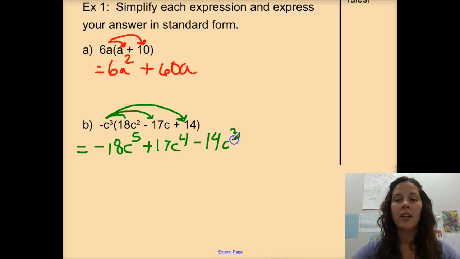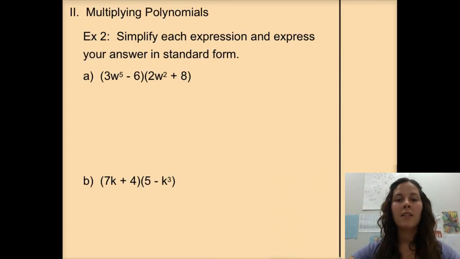Again, double checking our answer that it's in standard form. We have the highest power first, and it goes down from there. Next, we're going to look at what's an extension of the distributive property. When you multiply polynomials, you start with the first piece in the first set of parentheses and multiply it to everything. So just like the distributive property. So I'm going to start there.